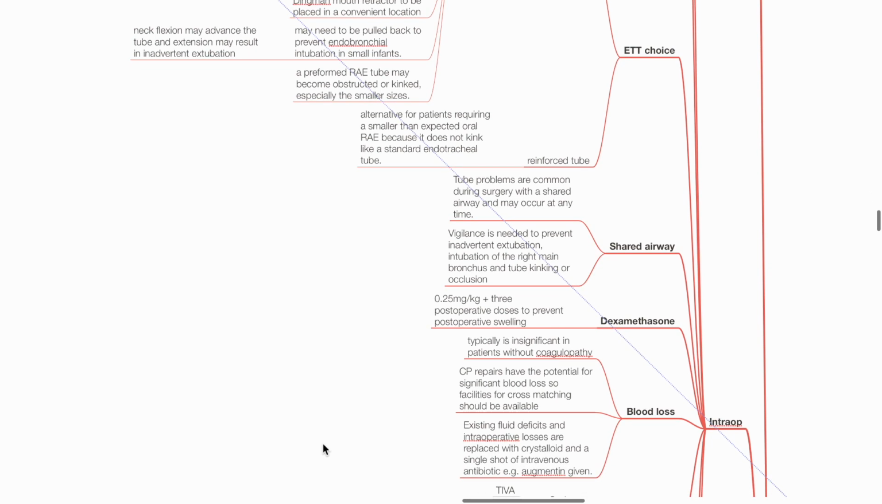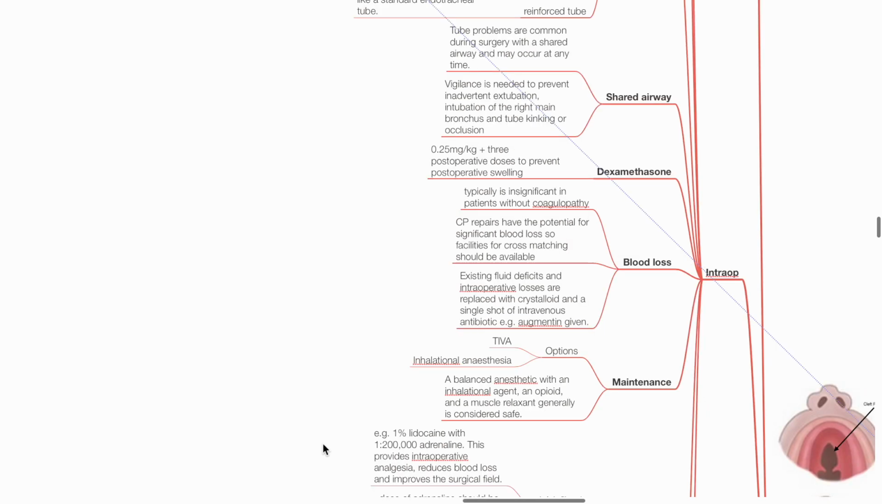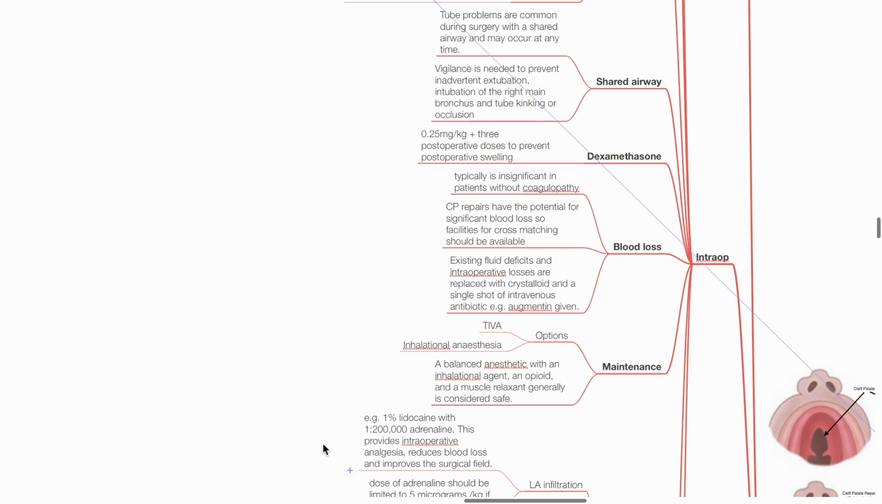Dexamethasone is used to prevent post-op airway swelling. Blood loss is typically insignificant in patients without coagulopathy. However, facilities for cross-matching should be available. Existing fluid deficits and intraoperative losses should be replaced with balanced crystalloids. A single shot of IV antibiotic such as Augmentin is usual.